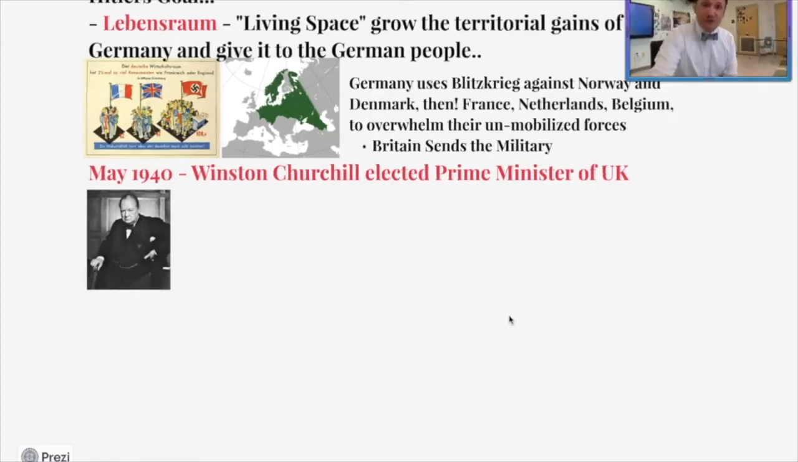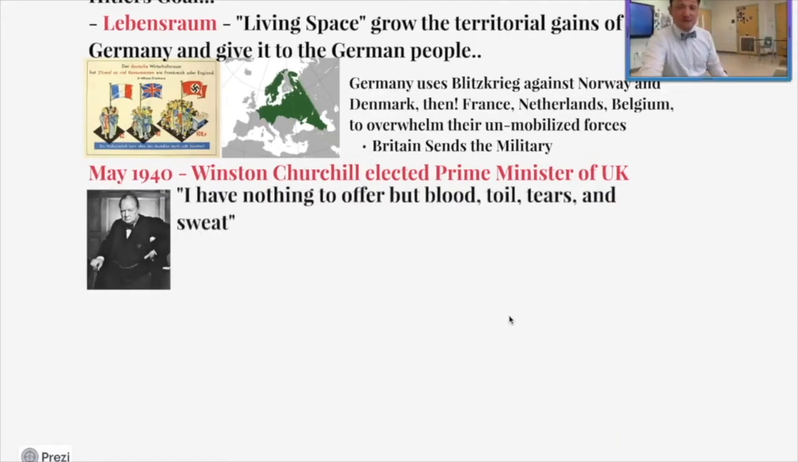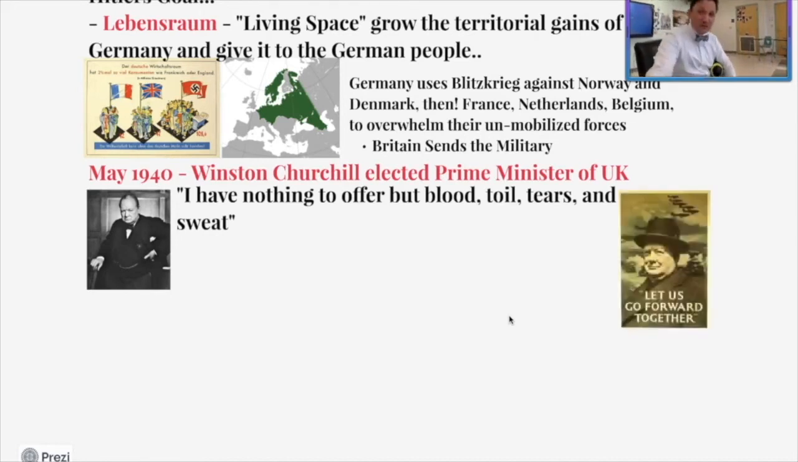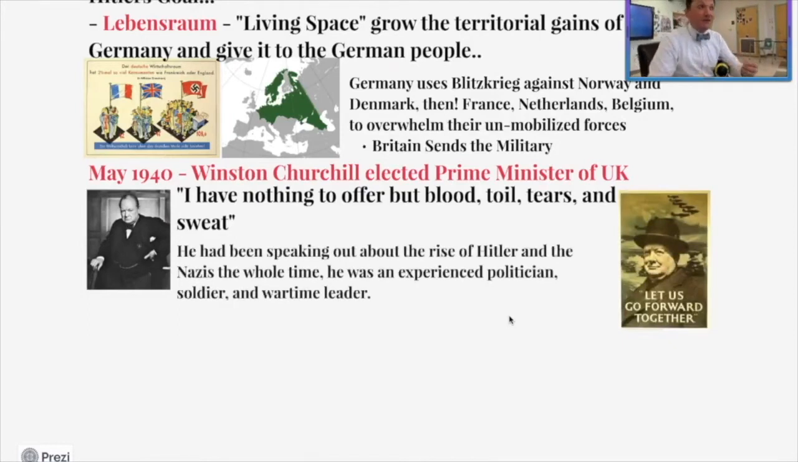Churchill, as Prime Minister of the United Kingdom in 1940, was an Otto von Bismarck-like character. He says, I have nothing to offer this position but blood, toil, tears, and sweat, right? And he is credited with being the guy that lifted Great Britain through the war, right? Kept them mobilized, kept them aggressive, and kept their factories running. And he had been speaking out about the rise of Hitler the entire time, right?